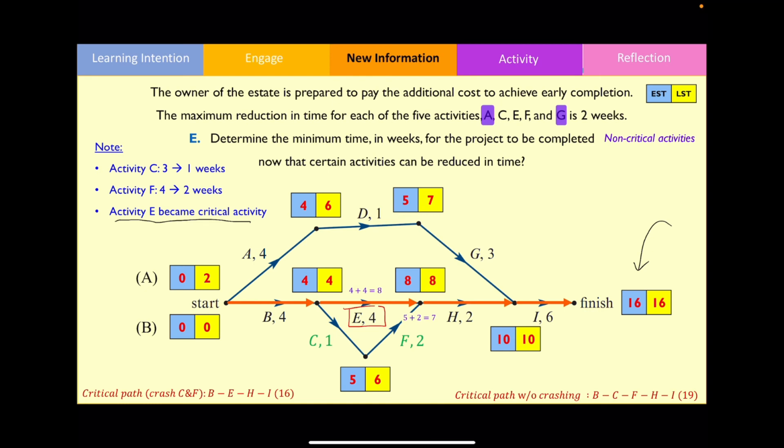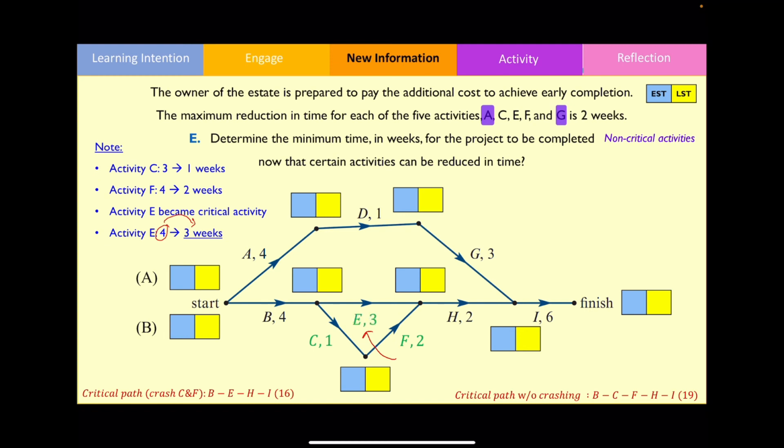In the question, I am fully aware that I am able to reduce each of these activities by 2 weeks. However, in this question, I'm only going to be crashing activity E by 1 week. So from 4 weeks originally, I'm going to reduce the time to 3 weeks. And I want to show you why I'm doing this as opposed to reducing this by 2 weeks. So firstly, I'm going to now put this as 3 weeks.